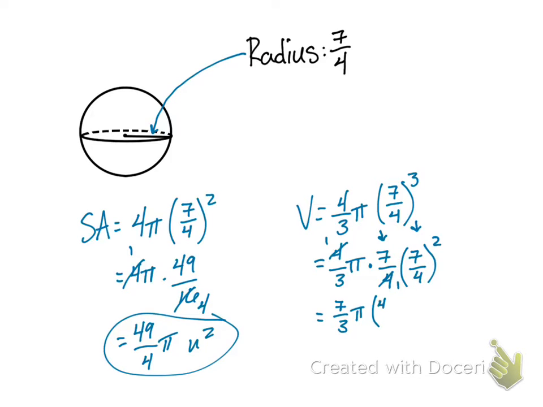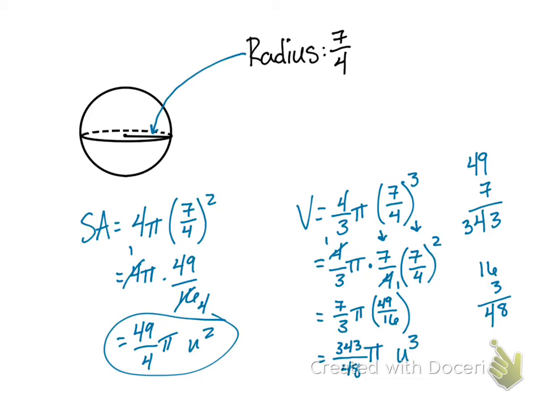49 over 16, and I suppose we should probably multiply all our fractions together, so 49 times 7. Some of you may know this off the top of your head, but I do not. I believe that's 343. That sounds right, 7 cubed, 343. And 16 times 3, maybe I should know this one too, but I don't off the top of my head. It's going to be over 48. Nothing's going to cancel here. Don't forget the pi. This is units cubed. Don't forget that either. And that is how we find the volume and surface area of the sphere.